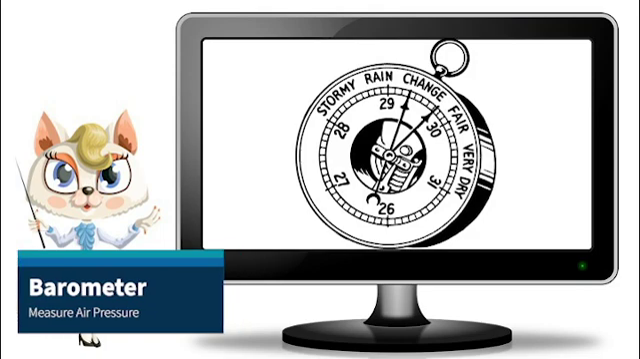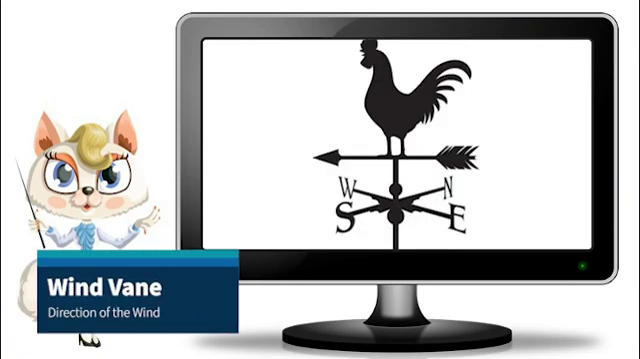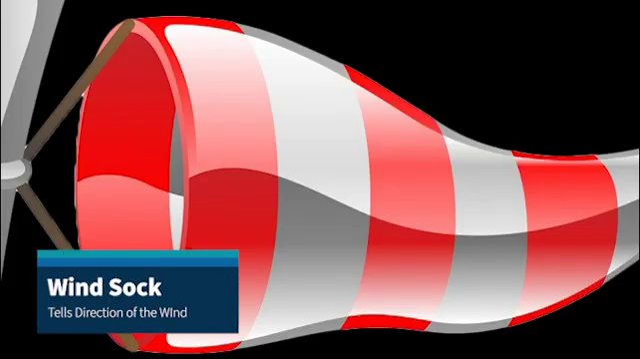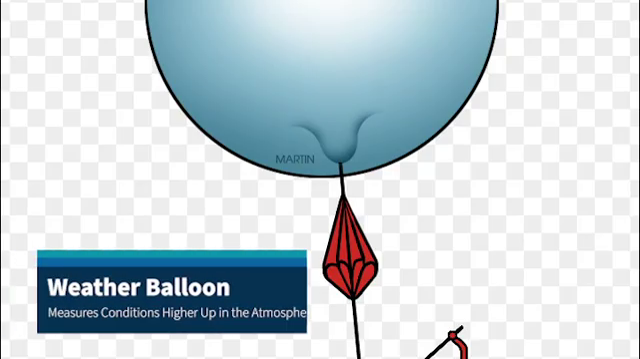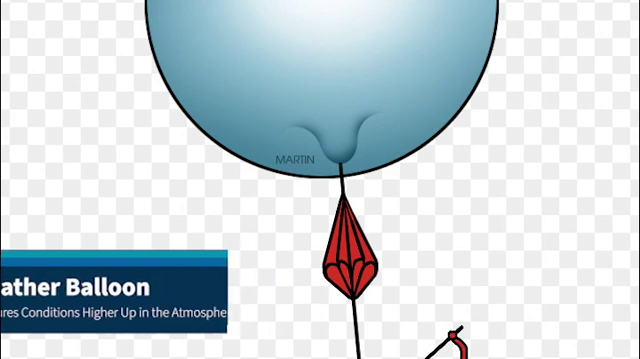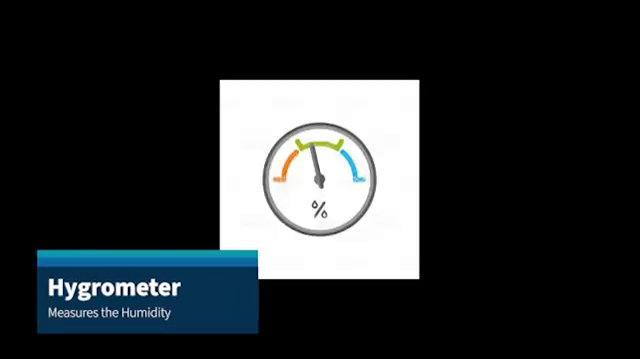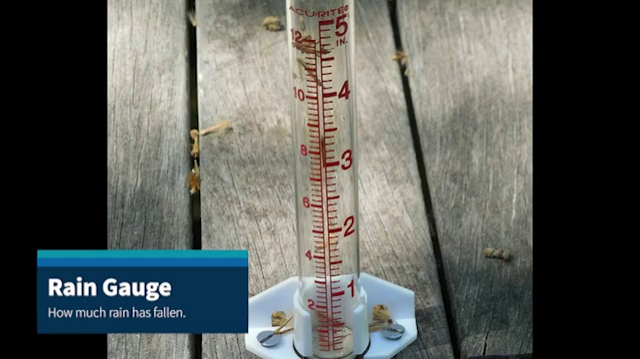Additionally, you can use what's called a windvane. It tells you the direction that the wind is blowing. In addition to a windvane, you can also use a windsock to tell the direction of the wind. You can also use a weather balloon, which measures the conditions higher up in the atmosphere, as well as a hygrometer, which measures the humidity of the atmosphere. Finally, you can use a rain gauge. That tells us how much rain has fallen over a specific period of time.